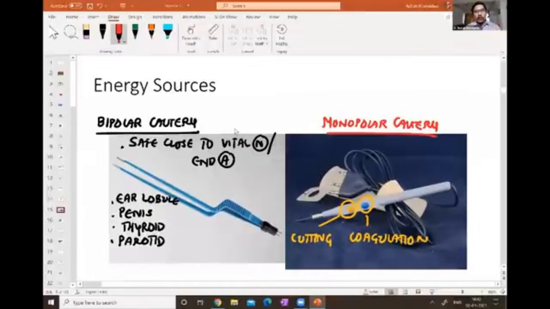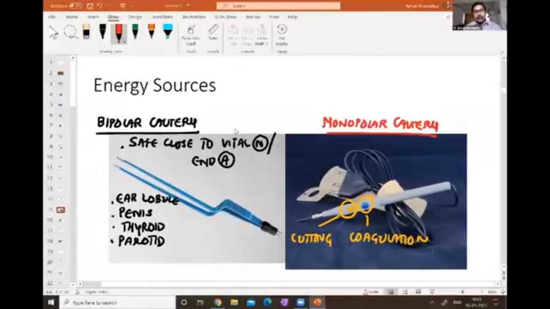A super important question for your exam is regarding energy sources, and these two images have been asked multiple times in the FMGE exam. You have a bipolar cautery and you have a monopolar cautery. You should be able to identify both the images. Bipolar cautery is like prongs, right? They're like prongs, like forceps. Whereas monopolar cautery is like a pencil or a pen. So that's how you differentiate between the two.